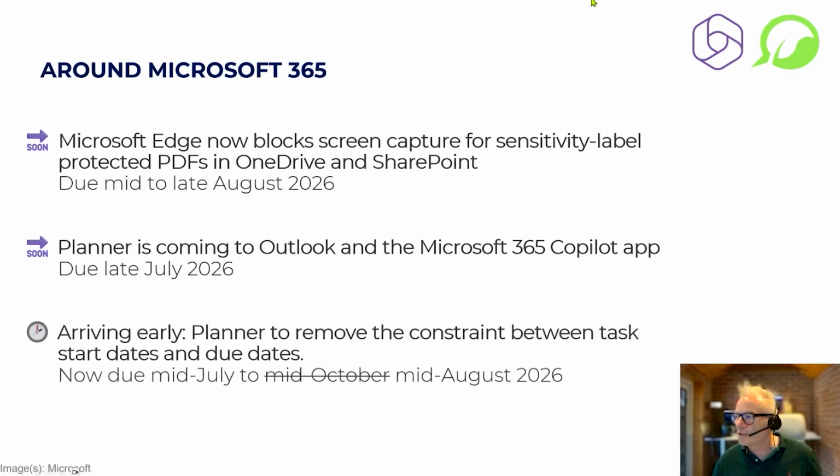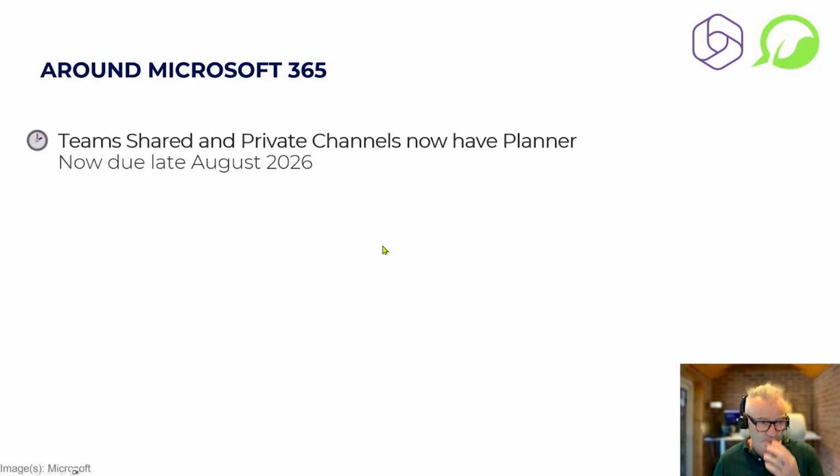Arriving early, Planner to remove the constraints between task and start dates. It actually says if you want your start date to be after your due date, you can. And if you change one date, it doesn't change the other dates. So all the constraints are going. Teams, so Planner coming to shared and private channels has been pushed back again to late August. I think people have wanted that ever since private channels appeared, but that's due late August.